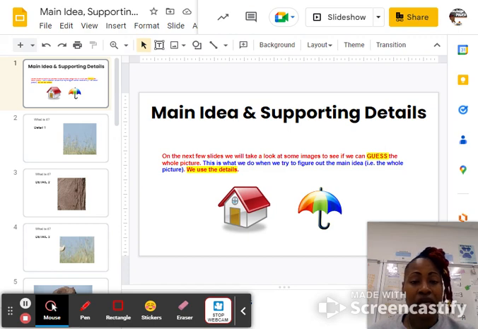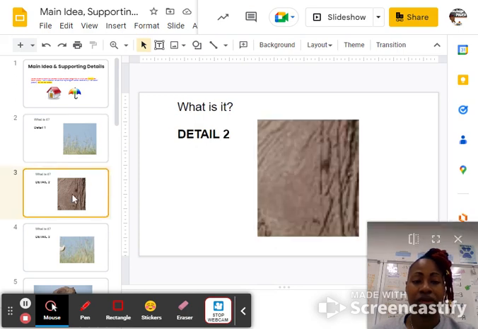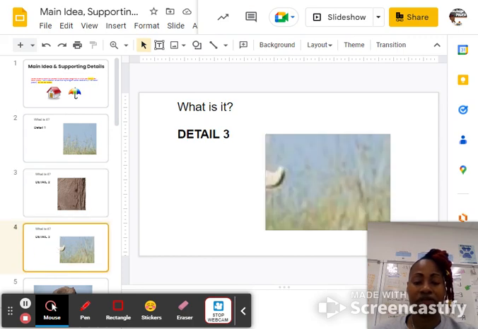So first thing, take a look at the next few slides. You can pause the video as you're looking, to see if you can guess the whole picture. Okay. So first image is here. Think about what you see and what this might be. Here's the second detail. Here's the third detail. Any idea what this might be? Probably have some guesses right now.